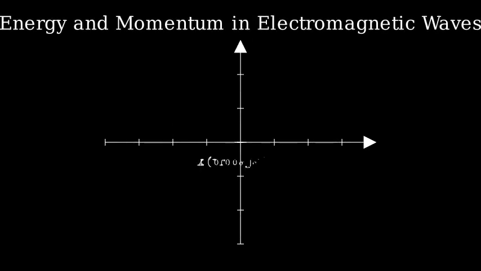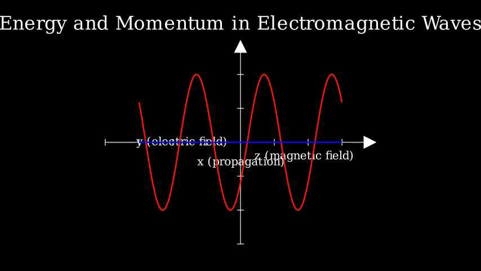An electromagnetic wave consists of oscillating electric and magnetic fields that propagate through space, even in vacuum. The electric field and magnetic field oscillate perpendicular to each other and perpendicular to the direction of wave propagation. This is what we call a transverse wave, and it travels at the speed of light, c.